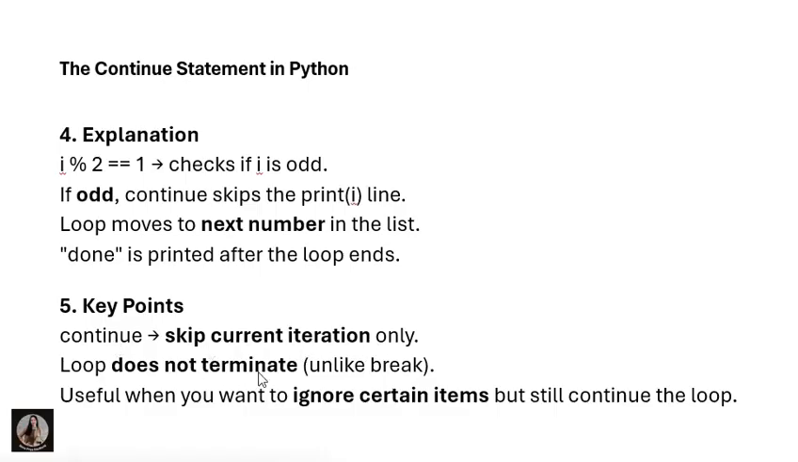Here continue means skip the current iteration only. The loop doesn't terminate. It will continue with the loop. It will skip only that particular point wherever the condition is true, and it is useful when you want to ignore certain items but still continue the loop. Whenever you want to ignore some particular items in the list, you can use the continue statement and it will continue with the remaining loop.